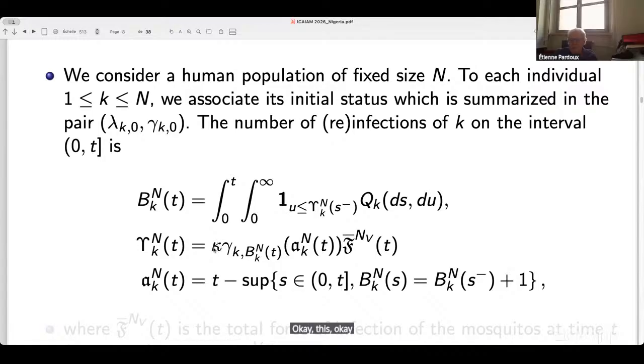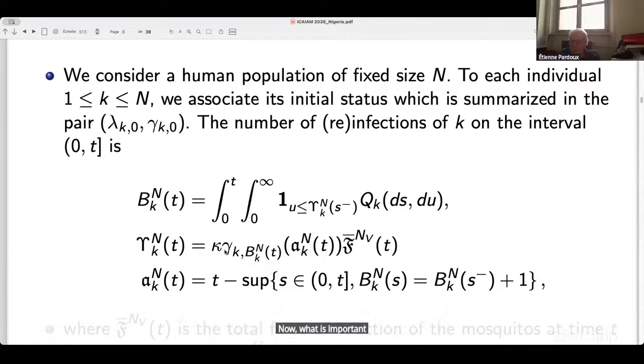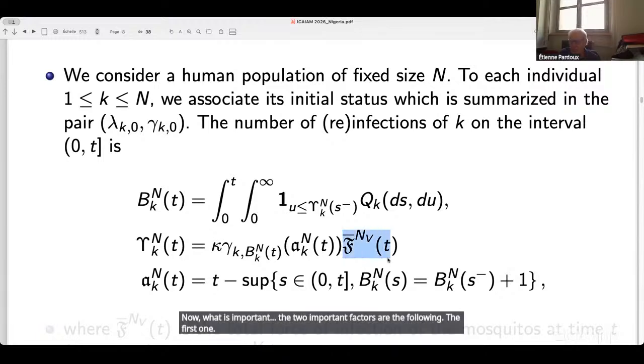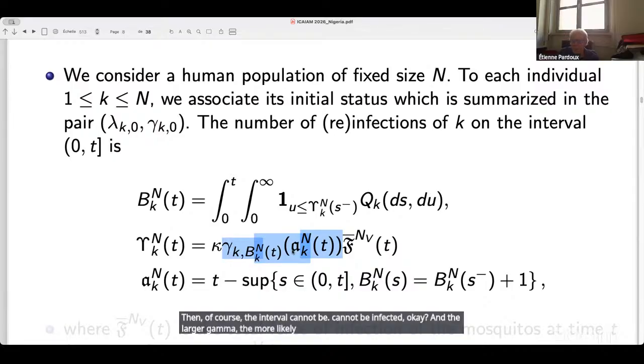There is a kappa, which I will explain in a minute, but it's not important. What is important are the following two factors. Let me start with the last factor, which is the average, divided by NV, of the force of infection of the mosquitoes. The force of infection of the mosquitoes is exerted on the humans. This is the total force of infection of the mosquitoes. And then this is gamma, the susceptibility of the individual K. So as long as the susceptibility of the individual K is 0, then of course the individual cannot be infected. And the larger gamma, the more likely the person will be infected.